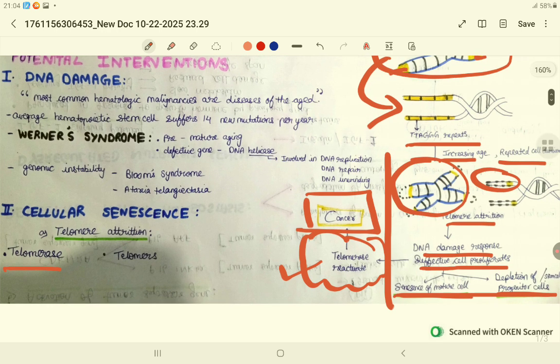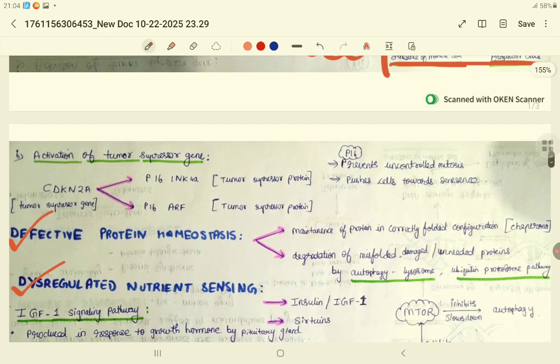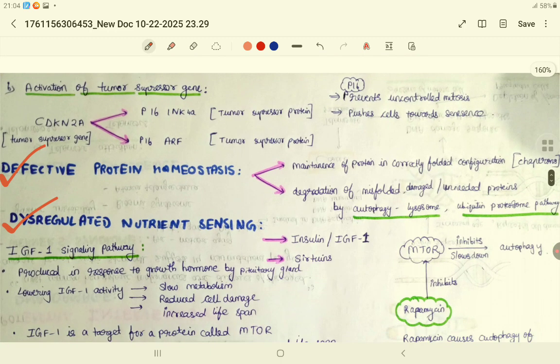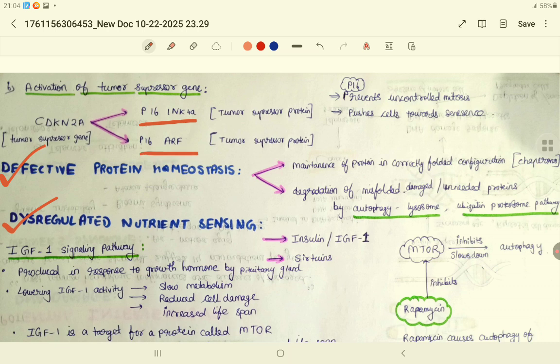Metastasis. Right. Now let us talk about activation of tumor suppressor genes. There's a gene called CDKN2A, which is a tumor suppressor gene. It encodes two proteins, P16INK4A and P16ARF. These are both tumor suppressor proteins. They prevent uncontrolled mitosis and push the cell towards senescence.